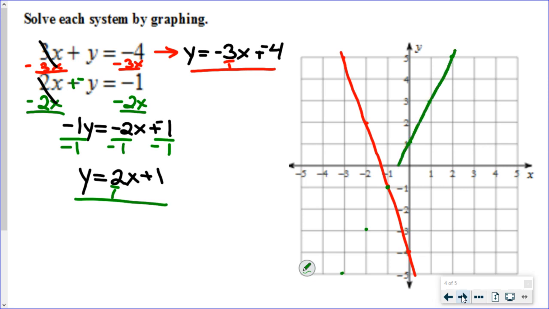And this is the type we had before. Do you see right there is where it crosses, and that's the ordered pair, back 1, down 1. So my solution is an ordered pair again. Okay?